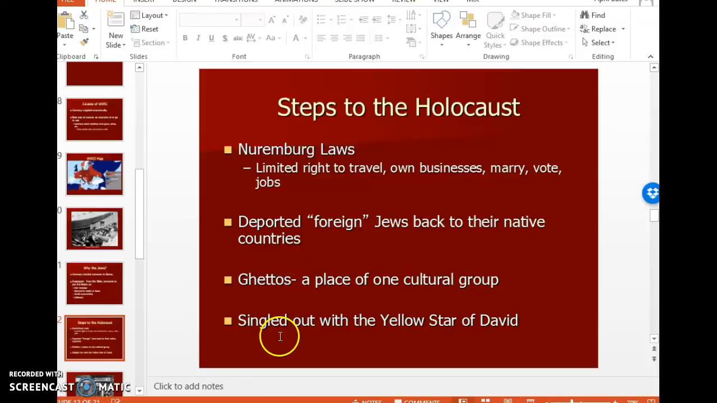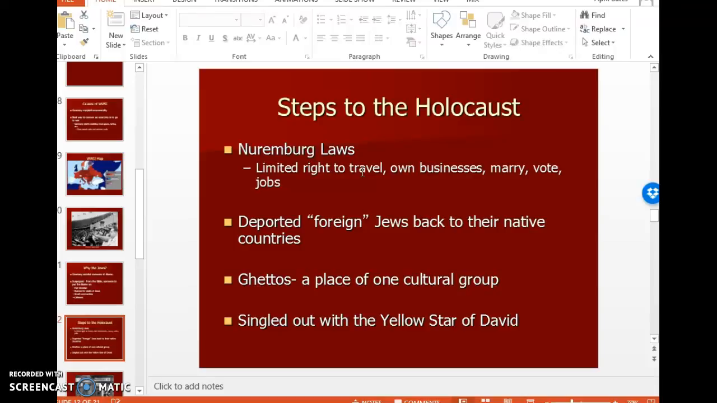In order to help with that, he also singled the Jews out by making them wear the yellow star of David. So they would actually have to wear an armband that was a yellow star. And this was so you wouldn't accidentally be nice to a Jewish person. If you saw a Jewish person who was traveling, you would be able to go, hey, you're not supposed to be here, and then they could be arrested.